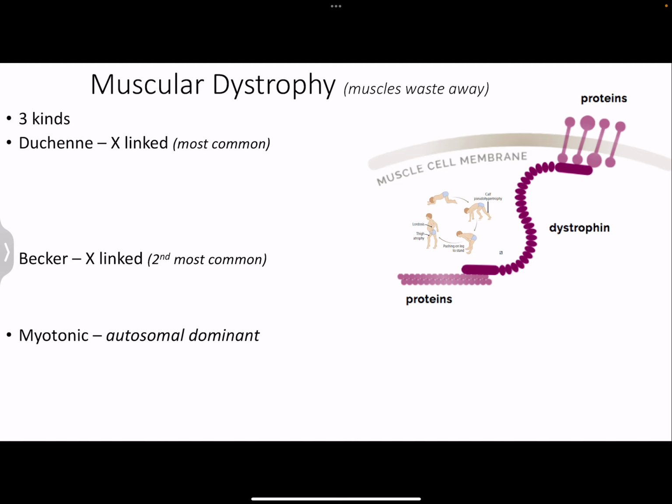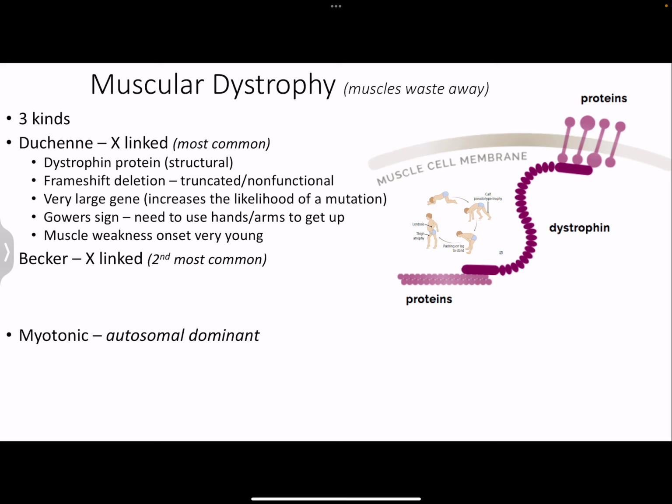Muscular dystrophy. Dystrophy just means that the muscles are going to waste away. So we have three different kinds: Duchenne's, Becker's, and myotonic muscular dystrophy. Becker and Duchenne, notice they're going to be more similar. They're both X-linked, and the myotonic is actually quite different, autosomal.